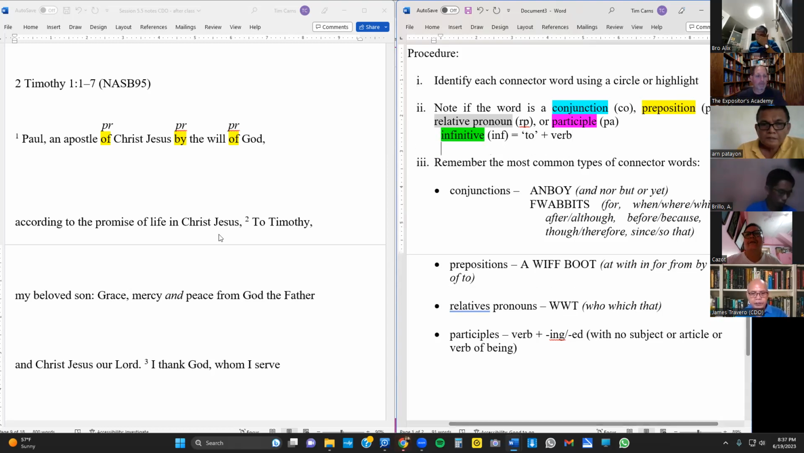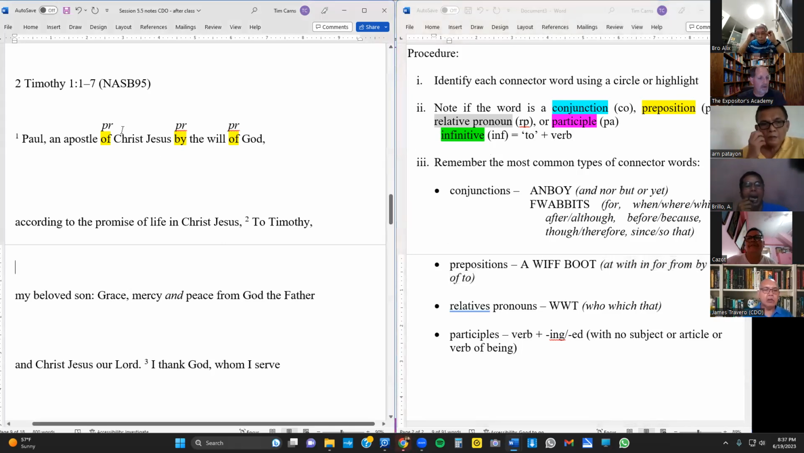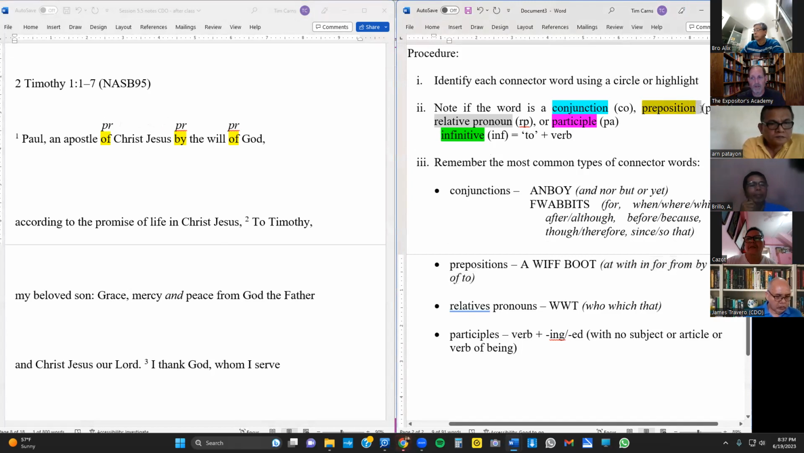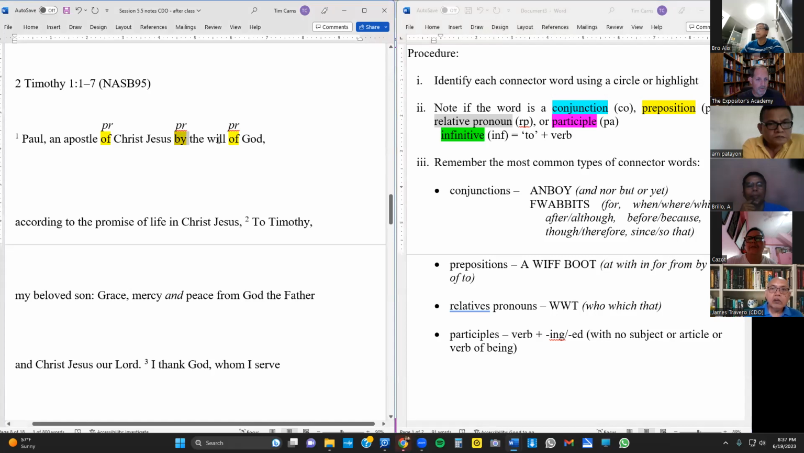Okay. So I notice "of," that's a preposition. Again, with BOOT, you remember that? At, within, for, from, by, on, of, to. So I highlighted it in yellow, and I put PR for preposition over the top of it. "By" is another preposition. Did the same thing. Since it's a preposition, notice over here, I said highlight it in yellow, and put PR over it. "The will of," another preposition.